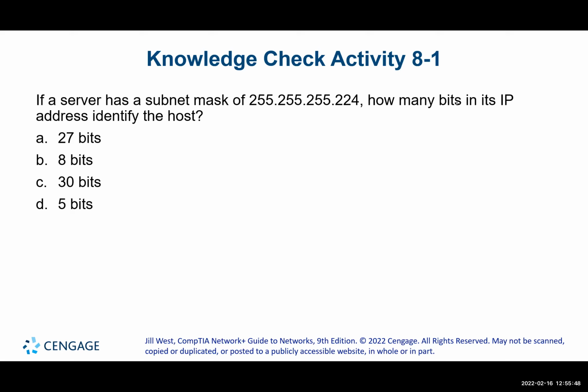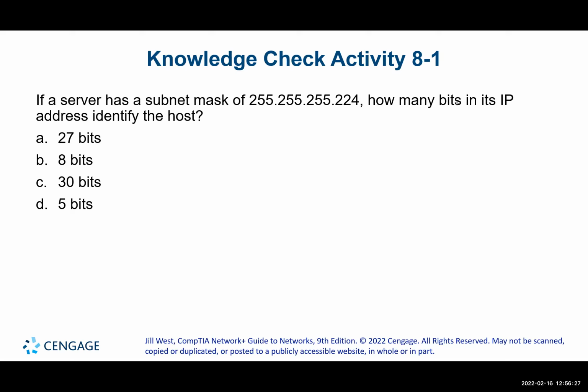Okay, now we see this one here. If a server has the subnet mask of 254, how many bits in the IP address identify the host portion? Or to make it simple, if you have a 254 subnet mask, how many bits in the host portion do you have? What do you think? How many bits in the host portion do you have for this one? Could it be 5? Yeah, right.